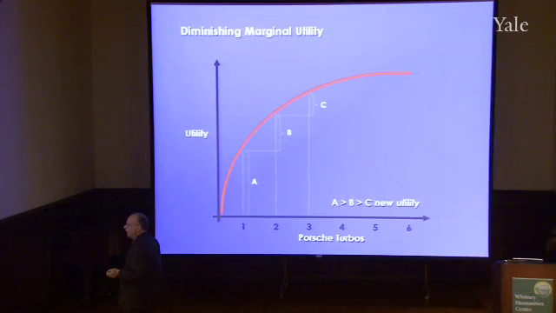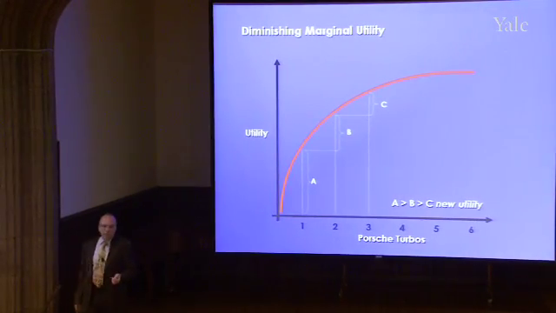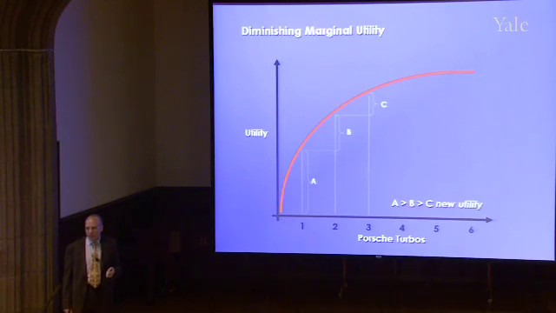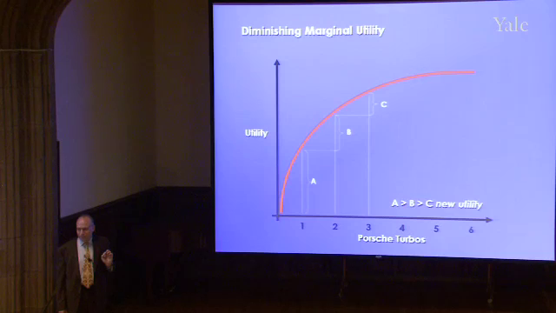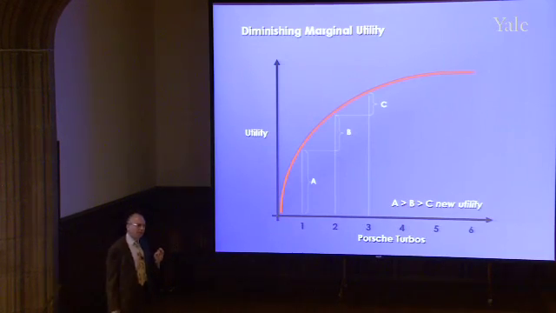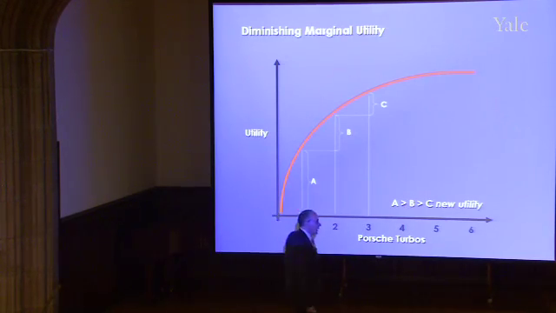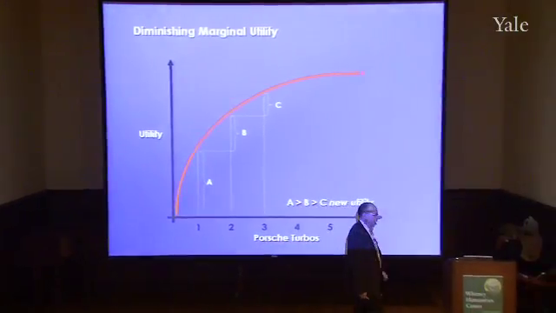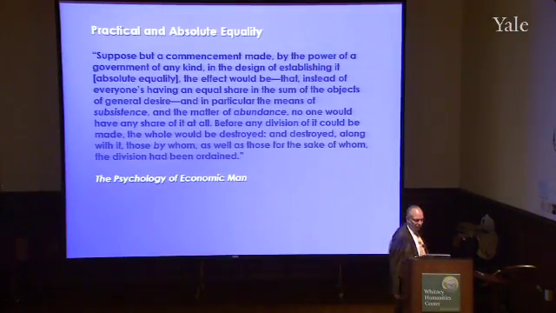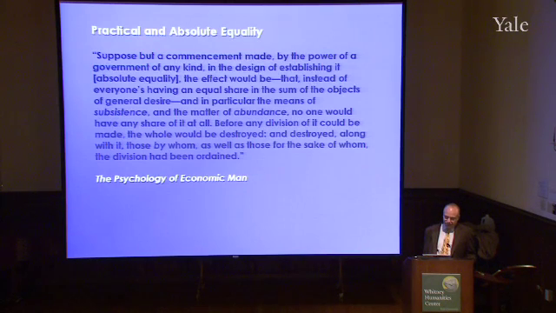Now, Bentham was a fairly radical guy. He was a supporter of democracy, which was a radical thing at that time. But he wasn't as egalitarian as all that, and he wanted to temper the downward redistribution that flows from his principle. And so he makes a distinction between what he refers to as absolute and practical equality.